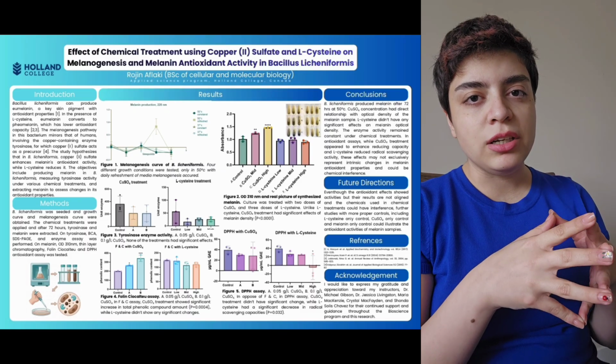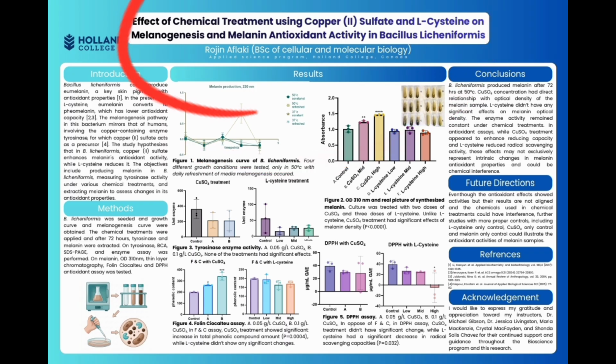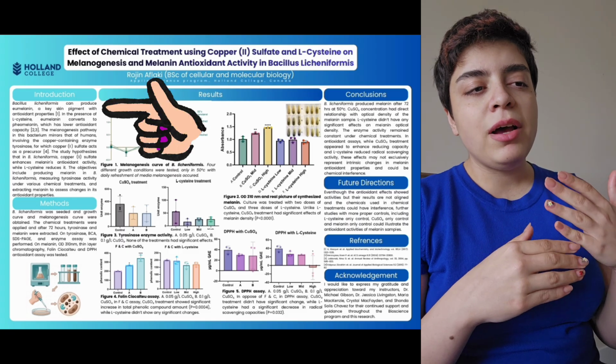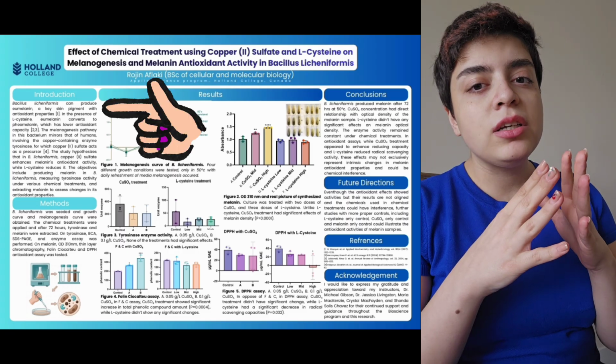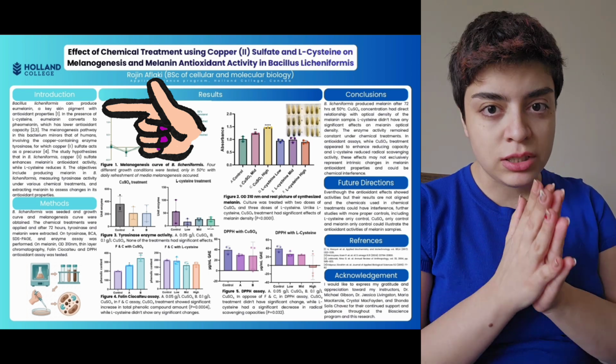So the topic of this project was the effect of chemical treatment using copper disulfate and L-Cysteine on melanogenesis and melanin antioxidant activity in Bacillus licheniformis. So it is about a bacteria called B. licheniformis. This bacteria has a specific characteristic that makes it suitable and interesting for this experiment.